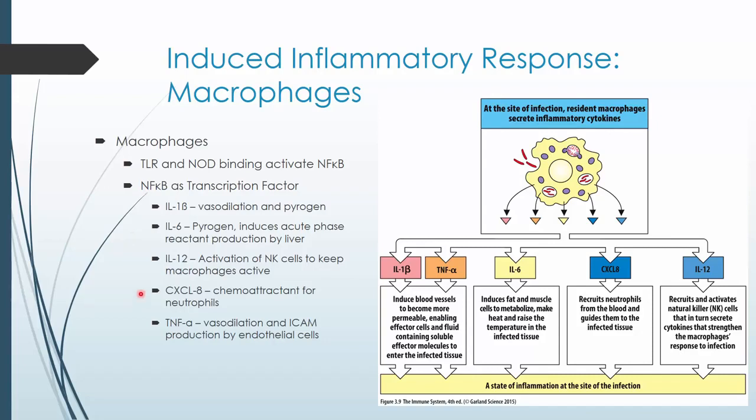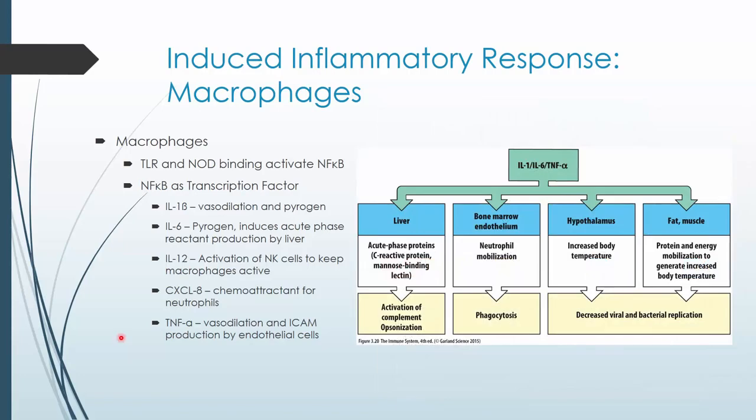And then CXCL8 is a chemoattractant for neutrophils. So when macrophages release this, neutrophils are attracted to the site of inflammation and can partake in the inflammatory response. And then TNF-alpha induces vasodilation and ICAM production. Again, this is going to be important with neutrophils, and we'll talk about this in a few minutes. I've included some diagrams here on the slide, so if you would like to look at them later, you can digest some of the details of these pathways. But the important part is that macrophages make inflammatory cytokines, and that induces inflammation, okay?